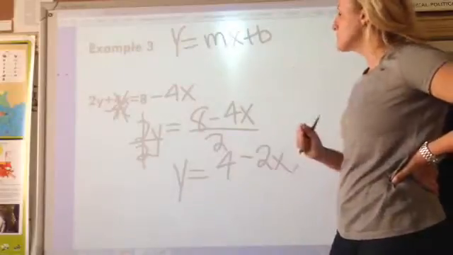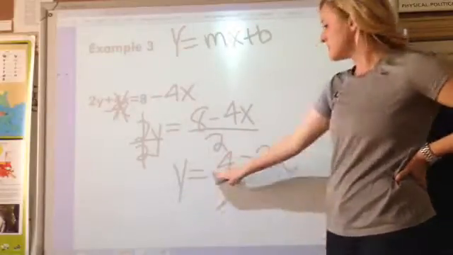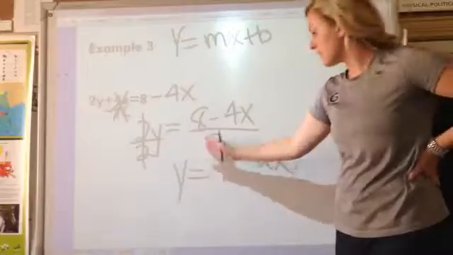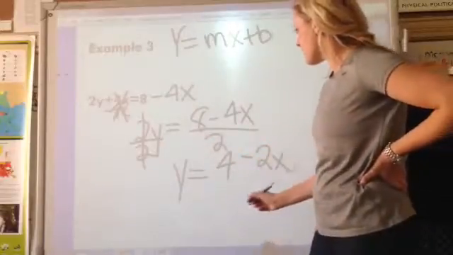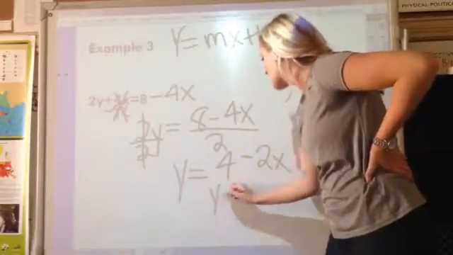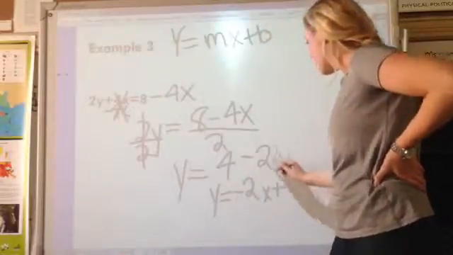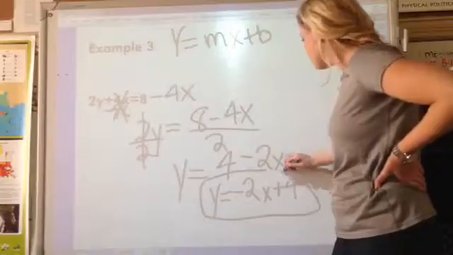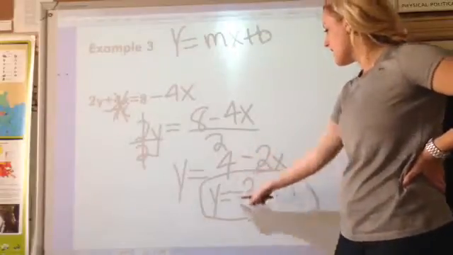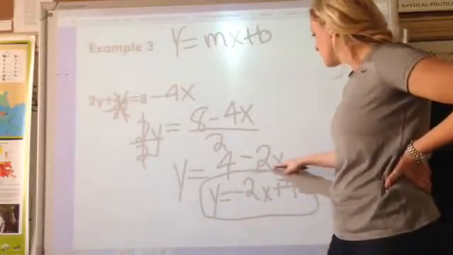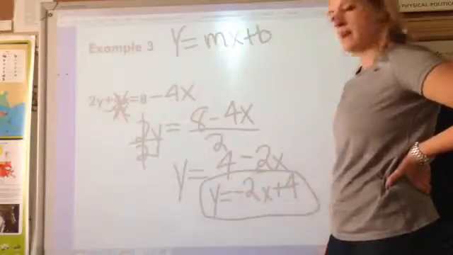This is almost in slope-intercept form, but I want my x to be the first term on the right side of the equal sign, so I'm going to rewrite my equation to be y equals negative 2x plus 4. All I did there was I flipped my terms, and I kept the sign. So my negative sign follows the 2x.